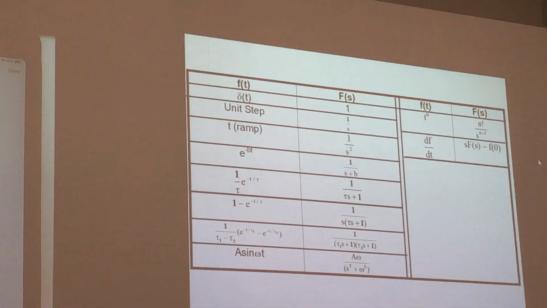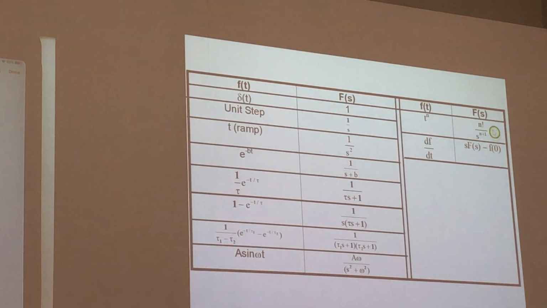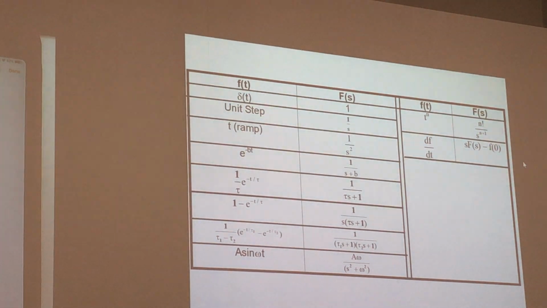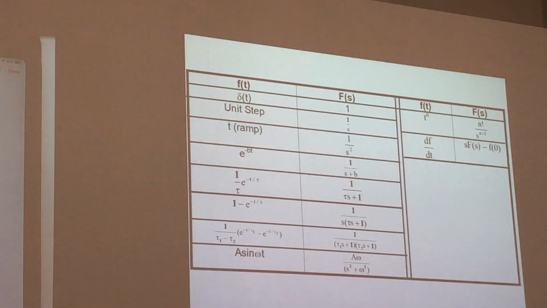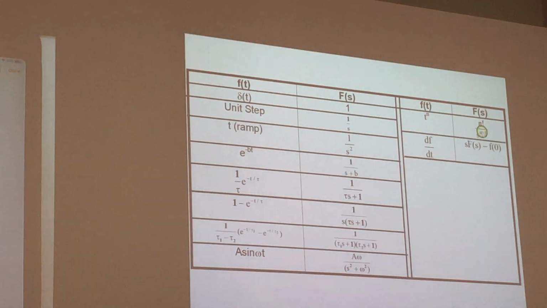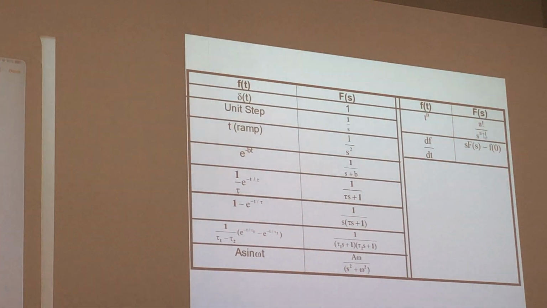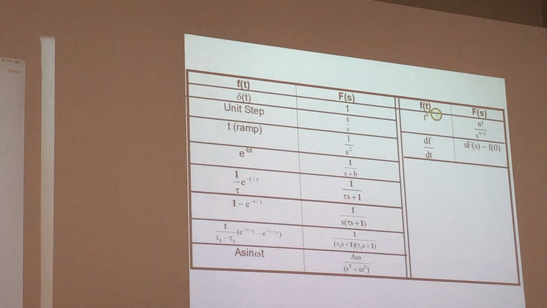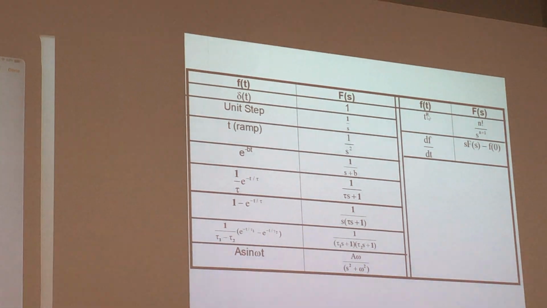1 over S cubed. You compare it with n factorial divided by S to the n plus 1. N is what? 2. S is what? S is to the power of 3. So I must arrange it with S to the power of 3, but I don't have any S with power of 3 here. If I put S with power of 3 here, my N should be 2. If I have S to the power of 4, my N becomes 3. If I inverse, it becomes t to the power of 3.